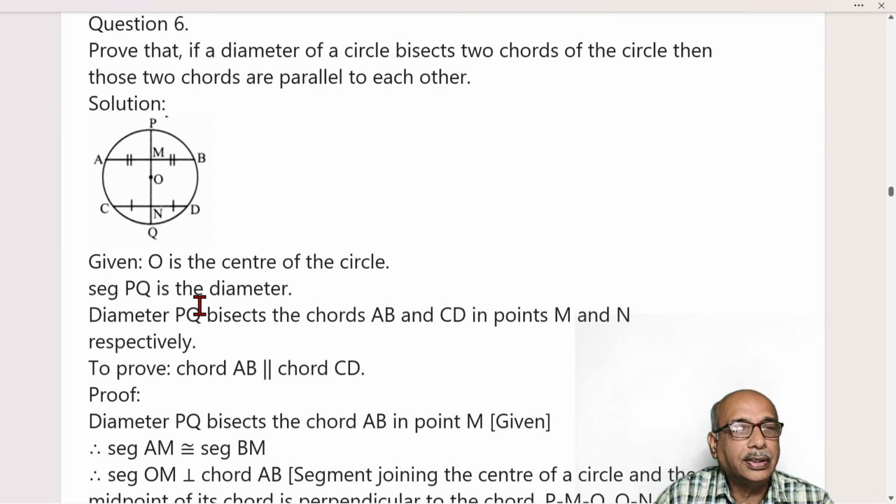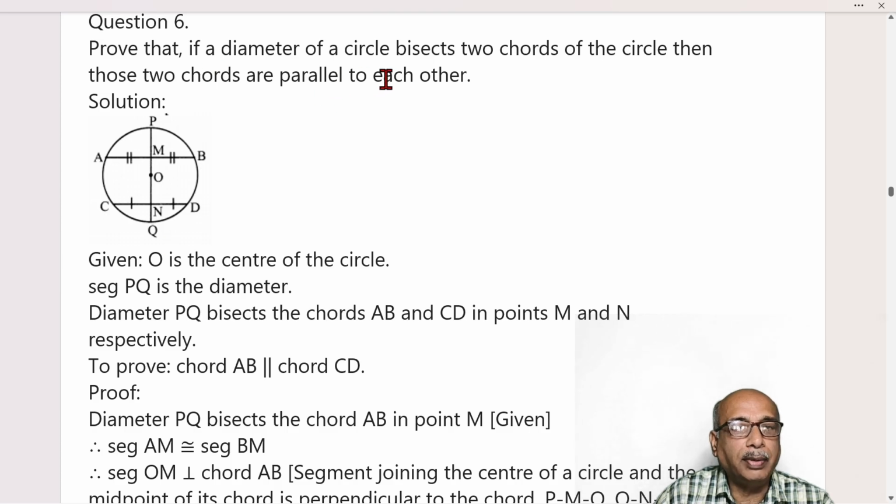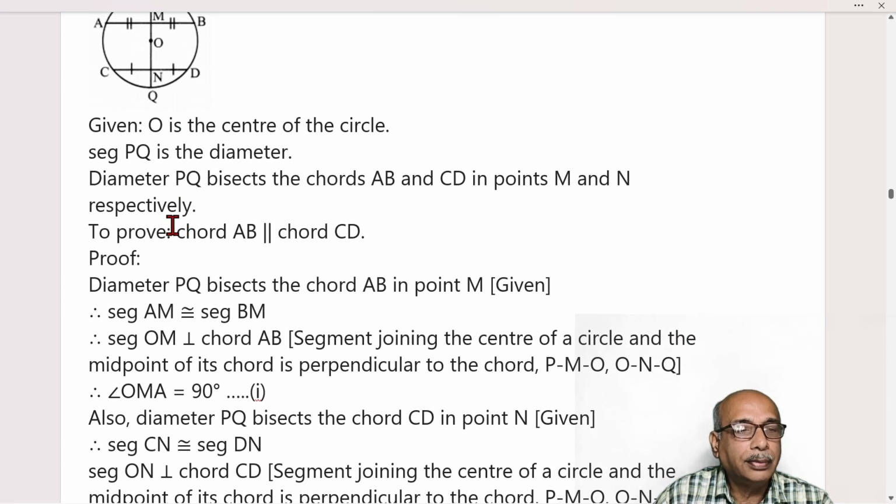Next question, 6. Prove that if a diameter of a circle bisects two chords of the circle, then those two chords are parallel to each other. Figure, you understand? This is the circle. PQ is the diameter, O is the center. If it is perpendicular, perpendicular meaning making an angle of 90 degrees, then it bisects the two chords. We'll see what is given.